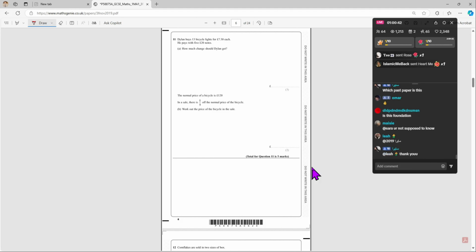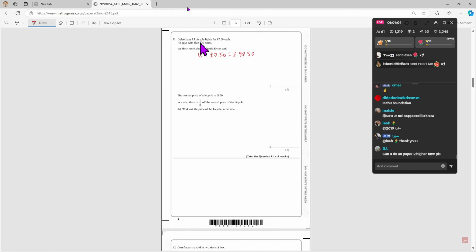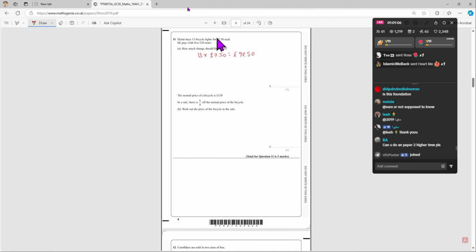So the first thing we have to do is see how much he spent. So we have to do 13 times £7.50. This is a calculator paper, so you're going to put this into the calculator, and then you're going to get £97.50. So he spent £97.50. Now we know that he pays with 5 £20 notes. So 5 £20 notes is going to be 5 times 20, which is £100 in total.